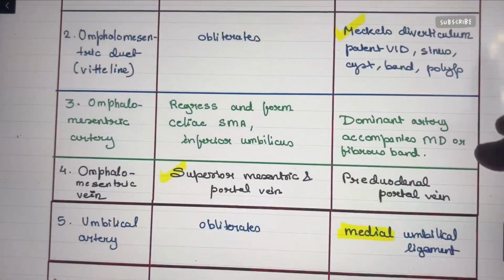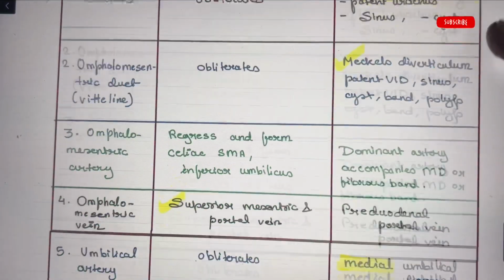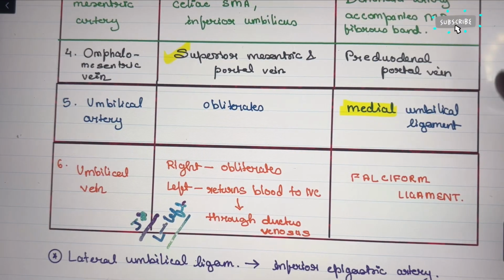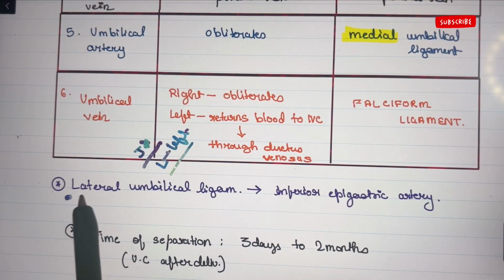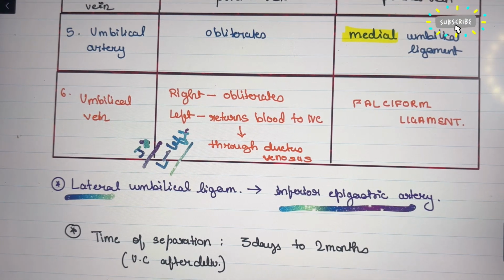One thing you have to note very importantly: we have the median umbilical ligament from the urachus, we have the medial umbilical ligament from the umbilical artery, and we have another, the lateral umbilical ligament. The lateral umbilical ligament is a derivative of the inferior epigastric artery. You have to remember that also.